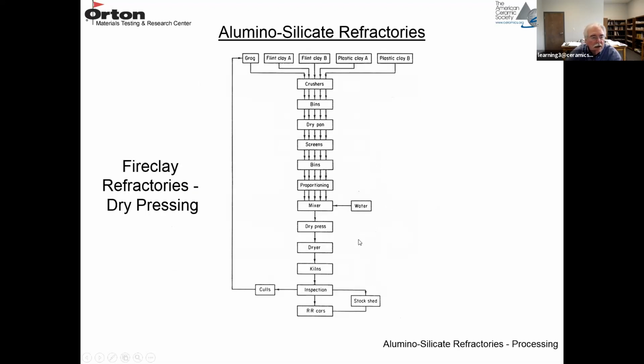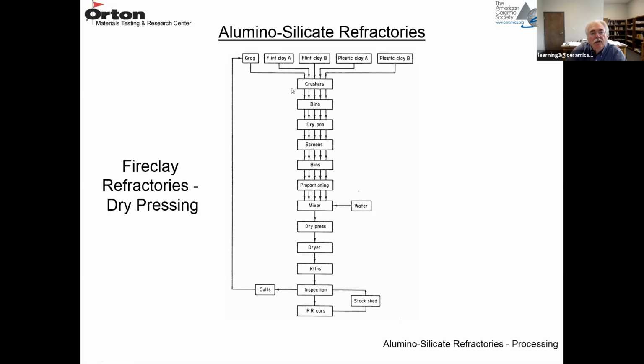So a flow diagram for a dry pressing operation might look something like this. At the bottom, you have inspection of the final product, and if it's rejected, it goes back up to the beginning, and they call it grog. Well, that's just the pre-fired clay, which is the scrap in this case, but it's pre-fired.